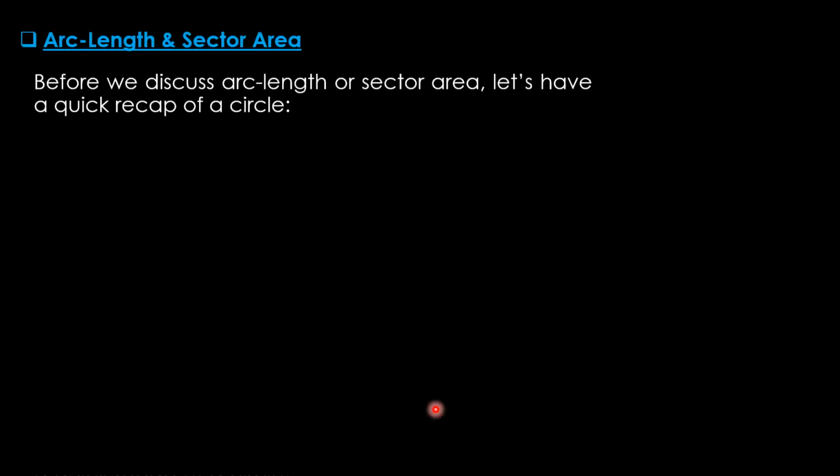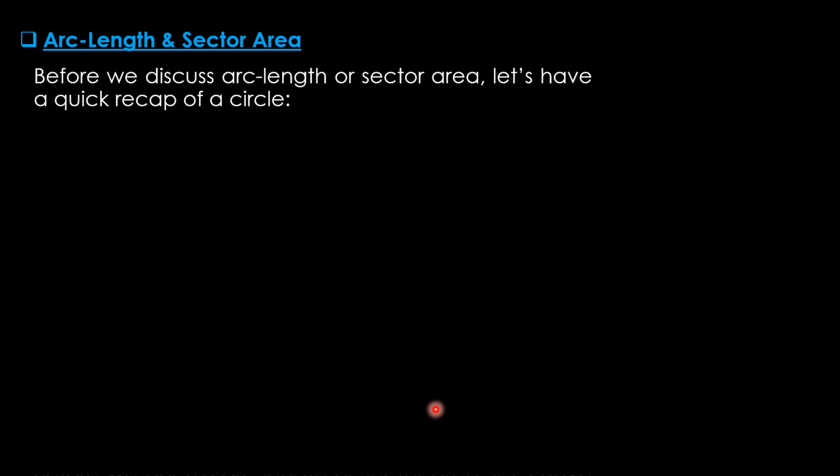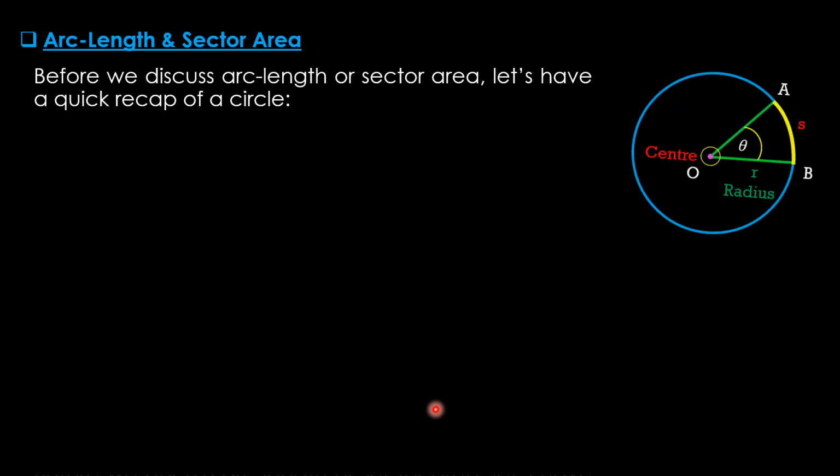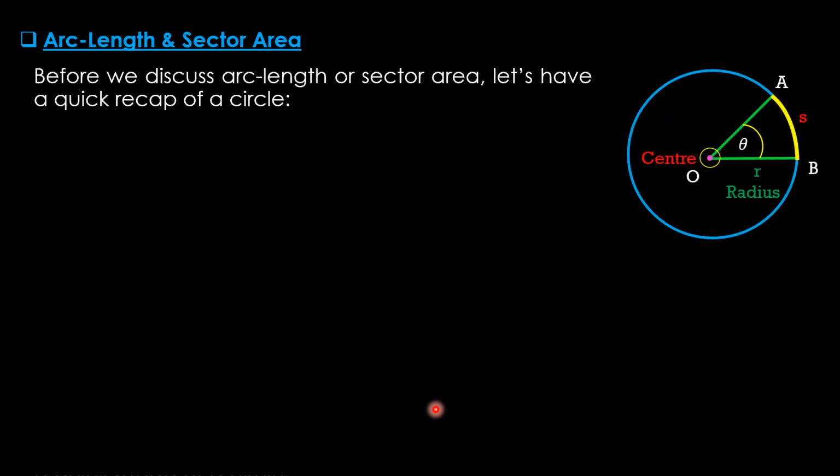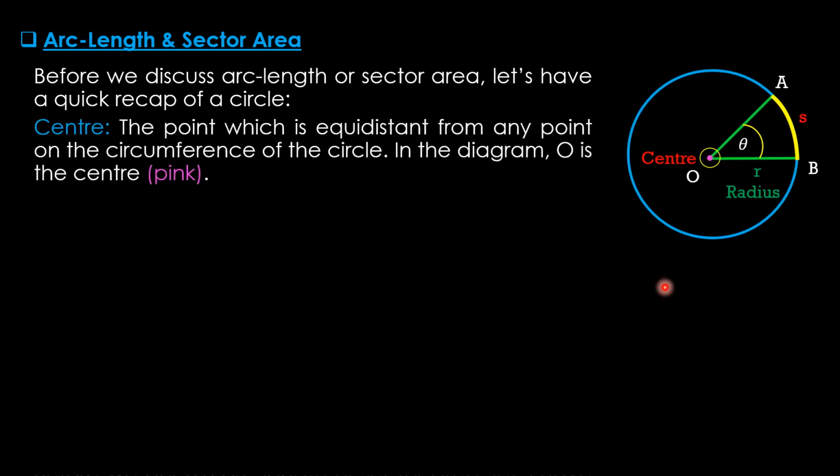Now the last topic is arc length and sector area. Before we discuss arc length or sector area, let's have a quick recap of a circle. This is a circle here. We know the center is the point which is equidistant from any point on the circumference of the circle. In the diagram, O is the center, denoted by a pink color here.